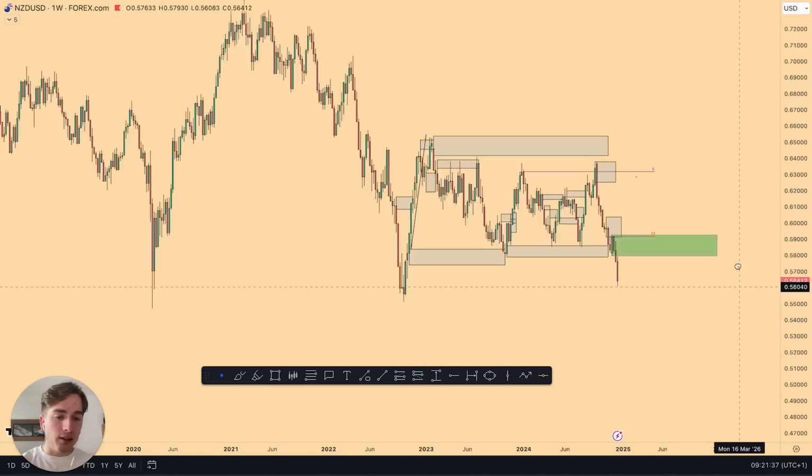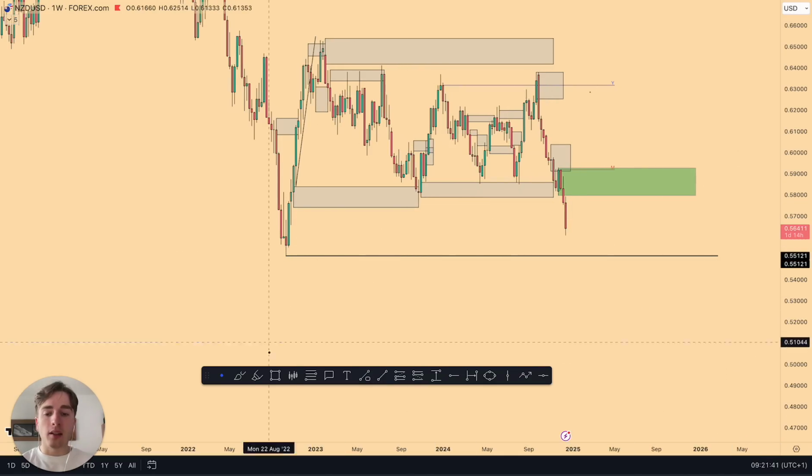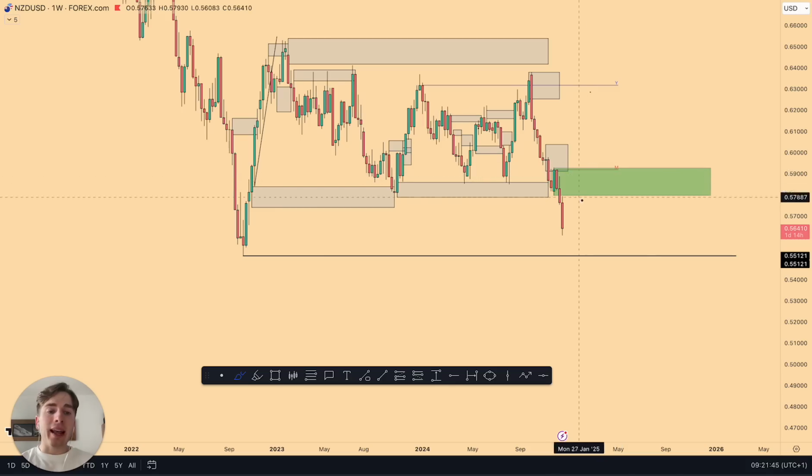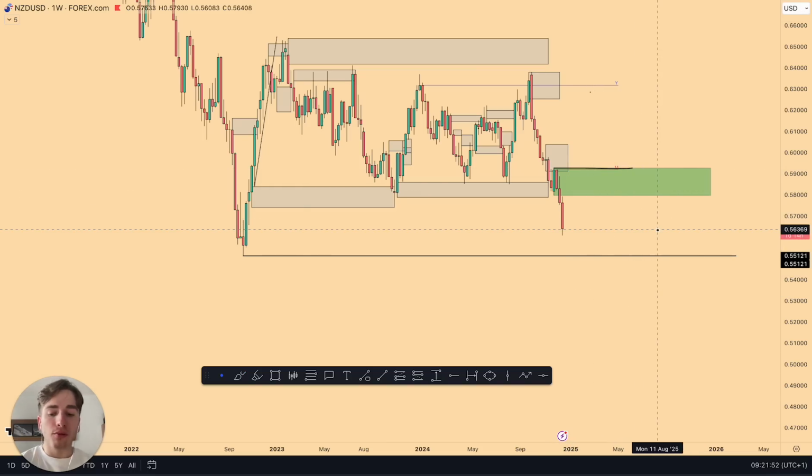Okay, let's zoom out a little bit. So here on the weekly time frame, this for me is a major swing low, and I would not be surprised if NZDUSD were to take that out. For now, I'm not interested in any longs on NZDUSD until we break that weekly fractal high. So for myself, only shorts on NU for now.